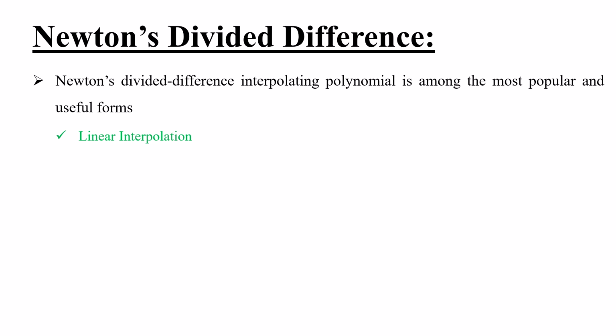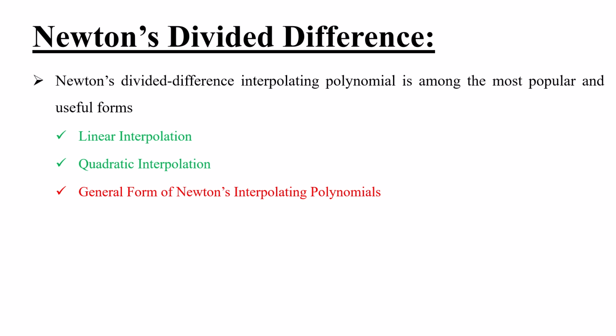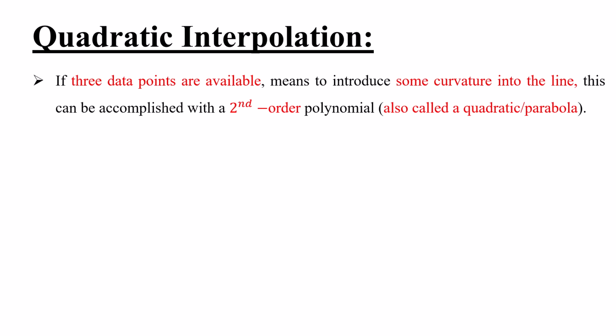Now Newton divided difference interpolation is most popular. We have linear, quadratic and general forms. We also have error. So let's move to the next one, which is the quadratic form. Here, as I told you, quadratic is a second order polynomial. You need 3 points to do that. This is the general formulation of the quadratic equation, where we have b0, b1, b2.